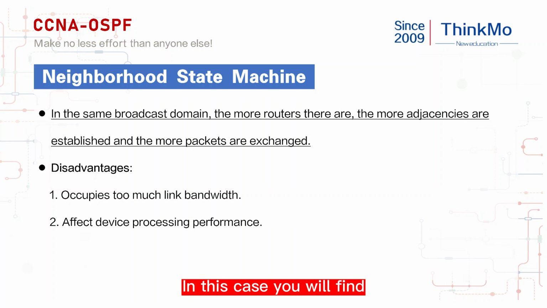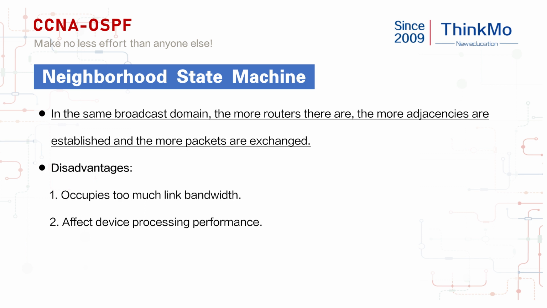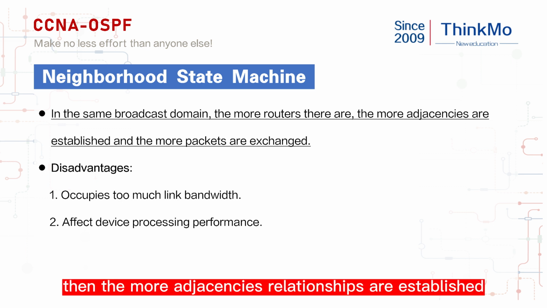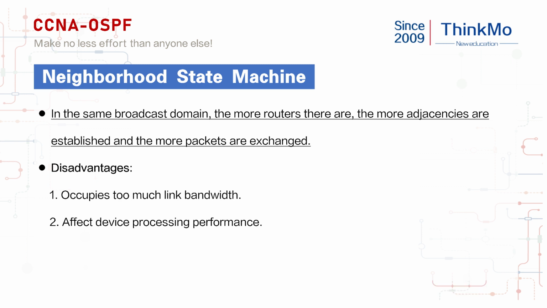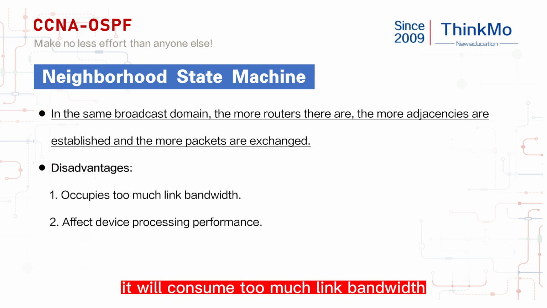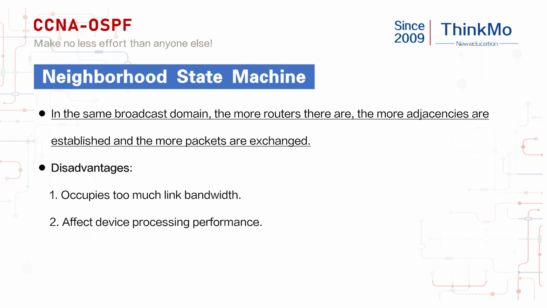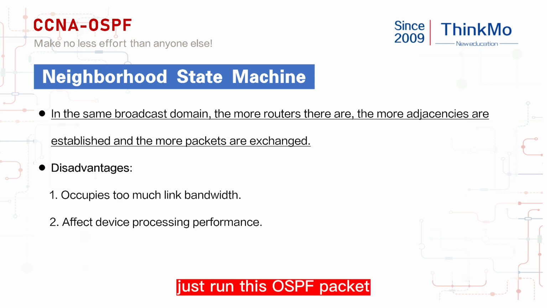In this case you will find, under the same broadcast domain, if the number of routers is more, then the more adjacency relationships are established. If more adjacencies, then the more messages exchanged. Then there are two problems. The first problem is that it will consume too much link bandwidth. There is no way to run other data on the entire link. It just runs these OSPF packets.